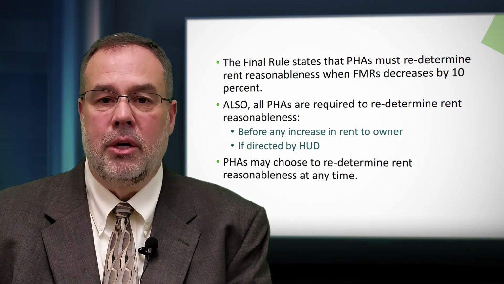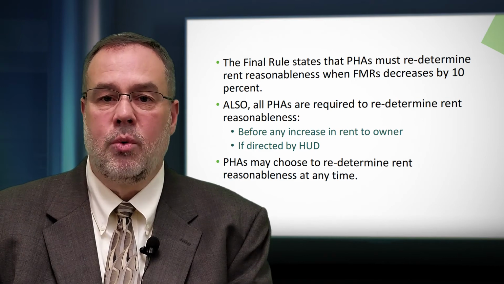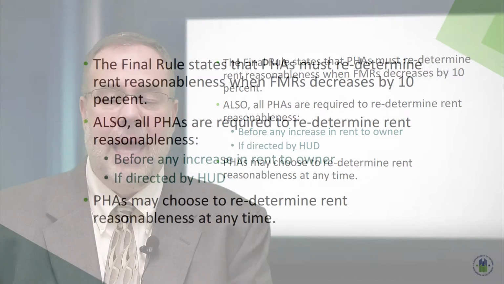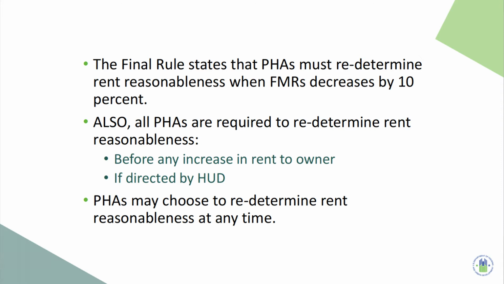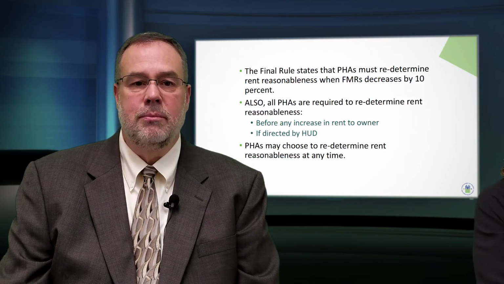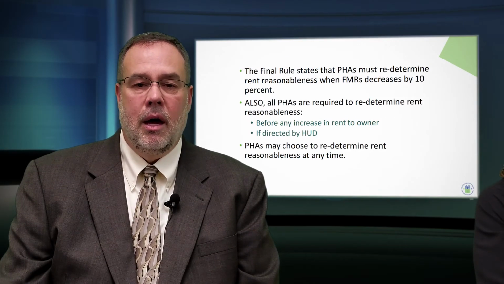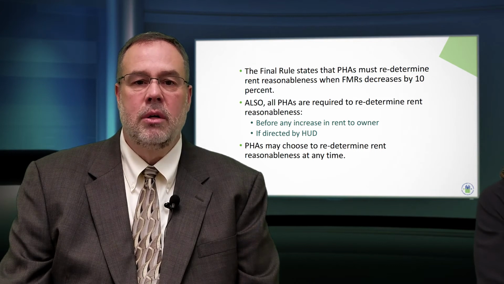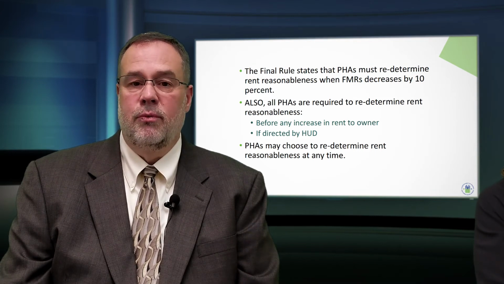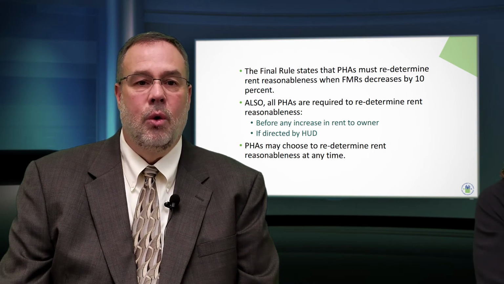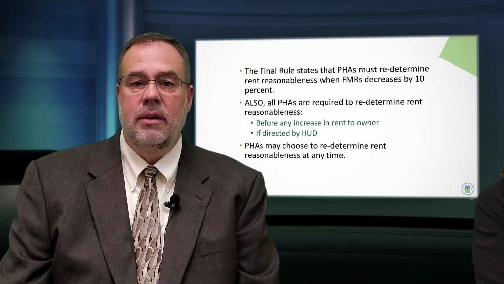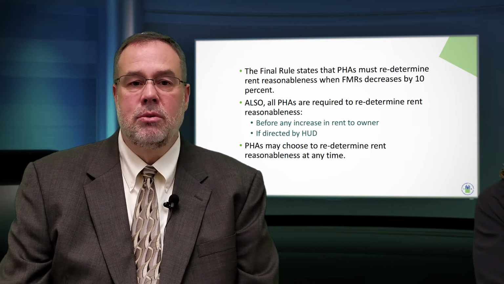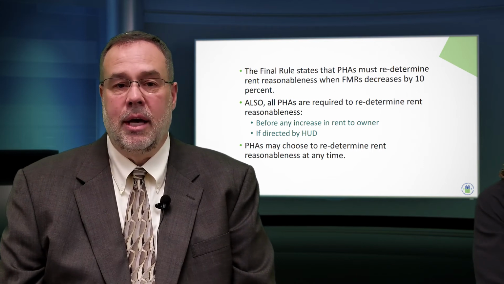Notably, under the small area FMR rule, PHAs are now required to determine rent reasonableness when the applicable FMR decreases by 10%. This is a change from the previous requirement that rent reasonableness be redetermined following a 5% decrease in FMRs. This change should help to reduce the administrative burden on PHAs. Other scenarios in which all PHAs are required to redetermine rent reasonableness are before any increase in rent to an owner or if directed by HUD. Outside of these scenarios, PHAs may choose to redetermine rent reasonableness at any other time.